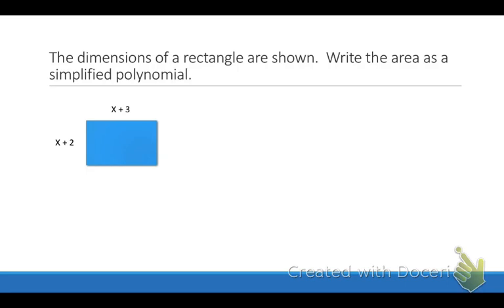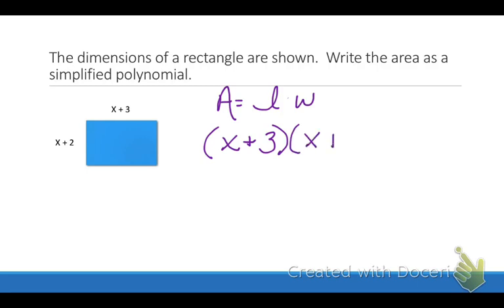Now, an application question that you're often asked is related to area of geometric shapes. So it says the dimensions of a rectangle are shown. Write the area as a simplified polynomial. So hopefully you know that the area of a rectangle is equal to length times width. So what we need to do here is multiply x plus 3 times x plus 2 to find my area if I'm writing it as a simplified polynomial.